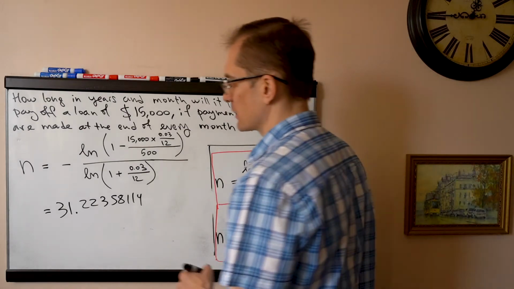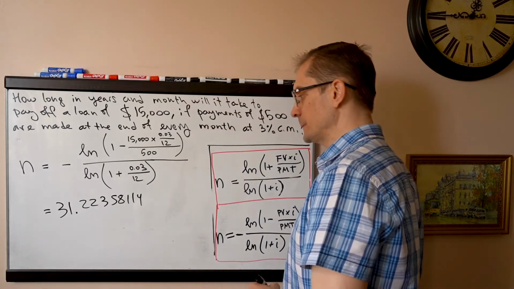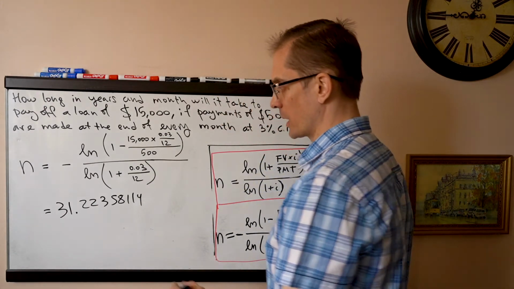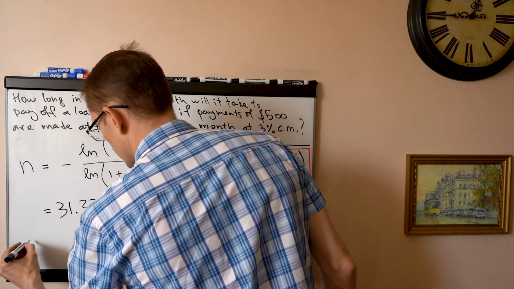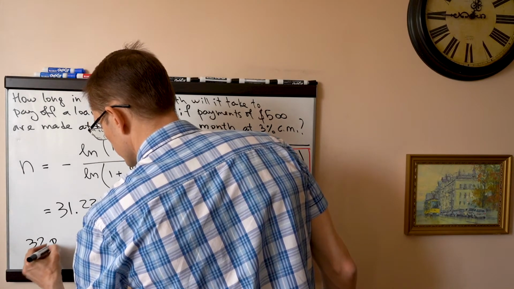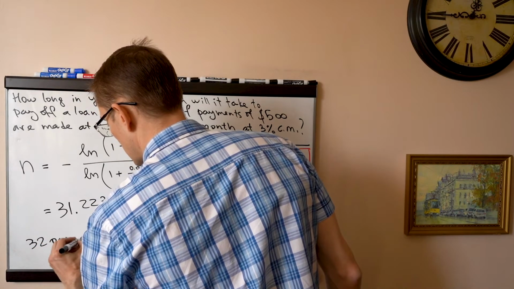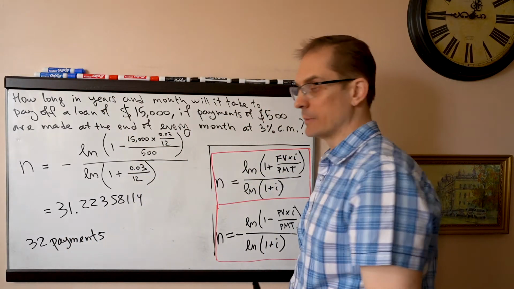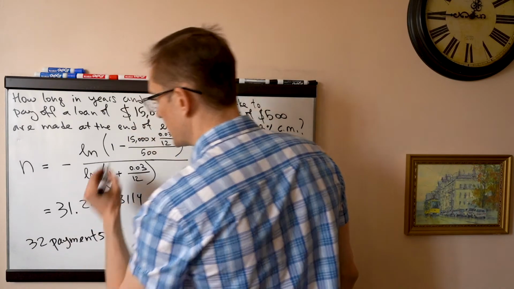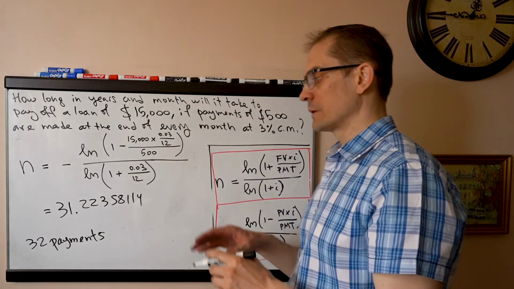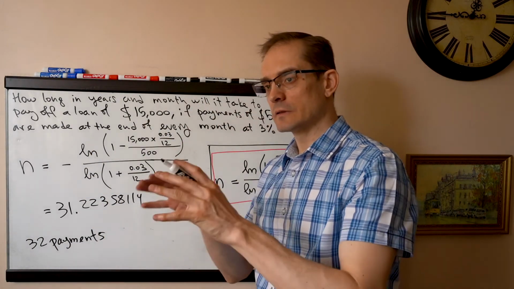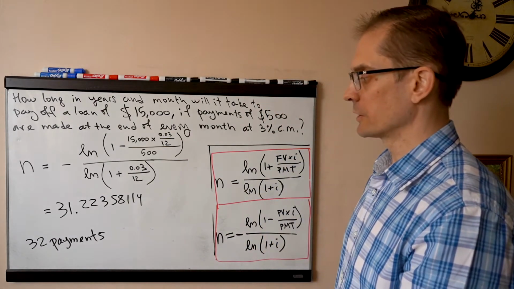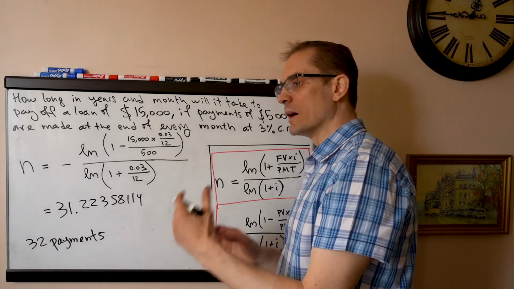So this means that there will be 31 whole payments and also 1 partial payment required. In total there are 32 payments. Again, this formula gives us the number of payments. So we have 32 payments required, more exactly 31 whole payments and 1 partial payment. But these are 32 monthly payments.